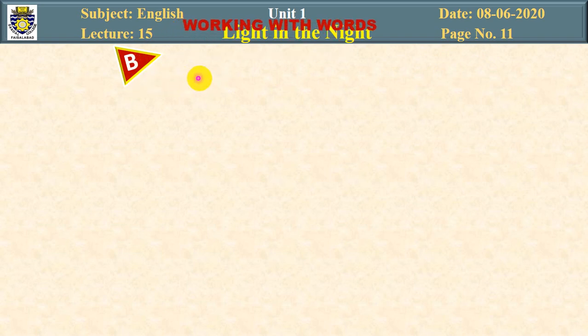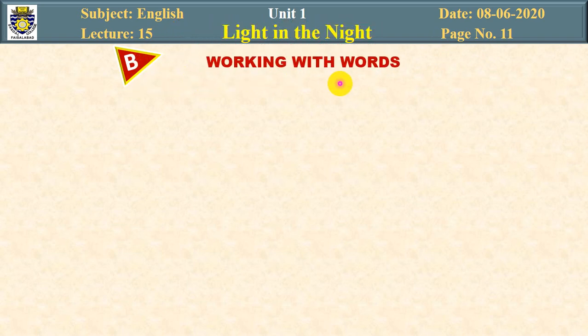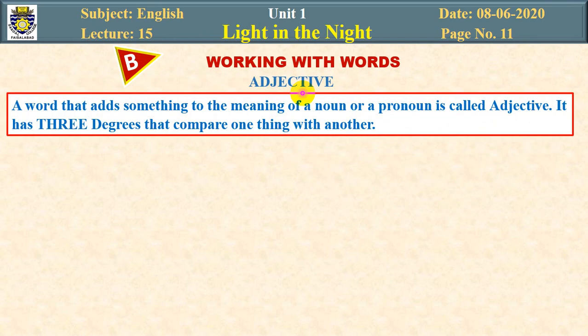Part B is working with words. Today's questions are regarding adjectives. So I would like to discuss adjective first so that you may be able to understand adjective. Then it will become easy for you to solve the questions. Definition: a word that adds something to the meaning of a noun or a pronoun is called adjective.